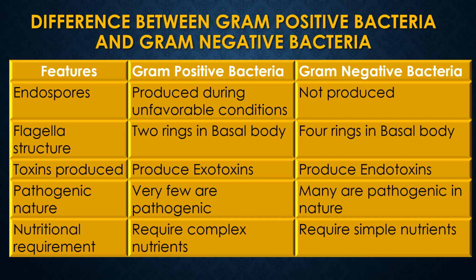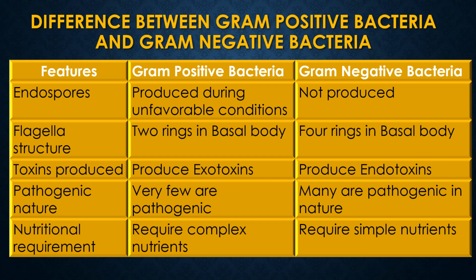Regarding the flagella structure, two rings are present in the basal body of gram-positive bacterial flagella, and in gram-negative bacterial flagella, four rings are present in the basal body. Regarding the toxins produced, gram-positive bacteria produce exotoxins and gram-negative bacteria produce endotoxins. Regarding the pathogenic nature, very few gram-positive bacteria are pathogenic, but many gram-negative bacteria are pathogenic in nature.